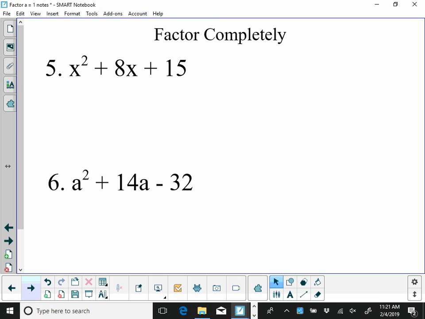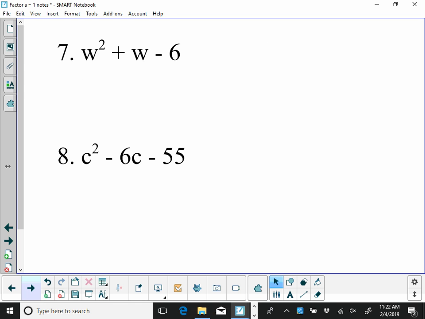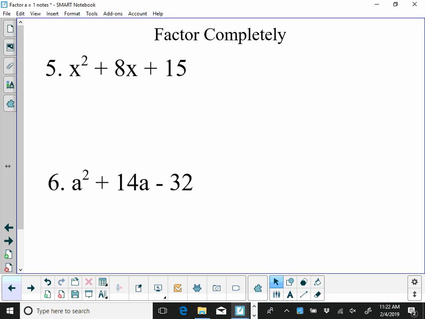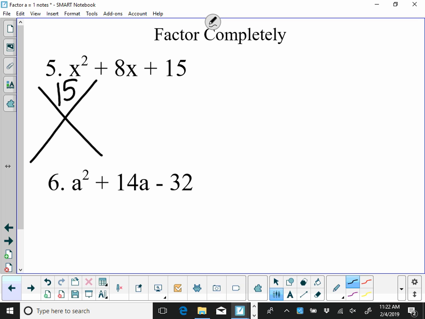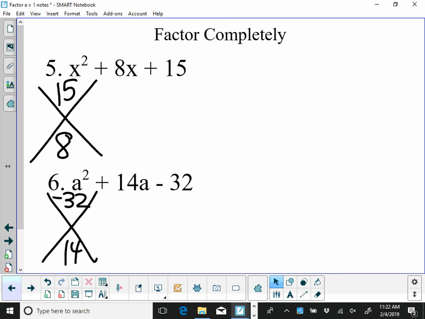Alright, now, the only difference on 5, 6, 7, and 8 is that they didn't draw the X for you. So the first thing you need to do is draw your X. Okay, what's going to go on the top for number 5? 15, and the bottom is 8. And on number 6, what's our top number? Negative 32, and the bottom number is 14. I want you to go ahead and finish 5, 6, 7, and 8.